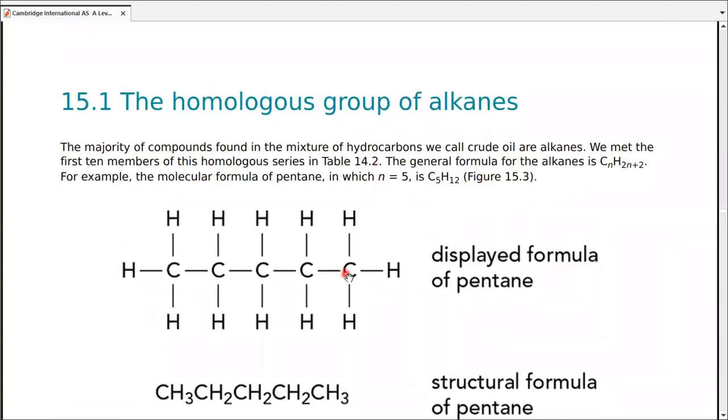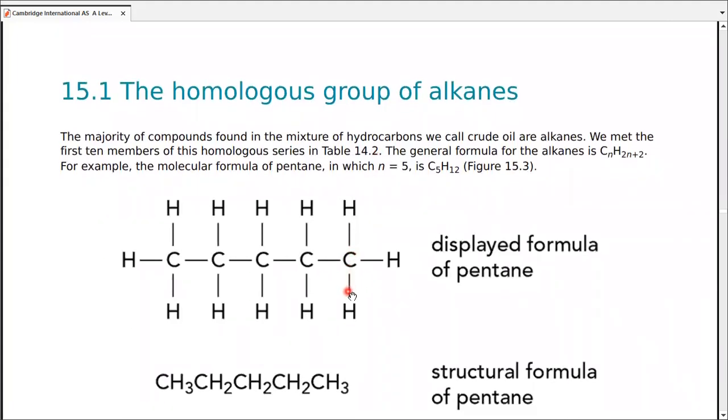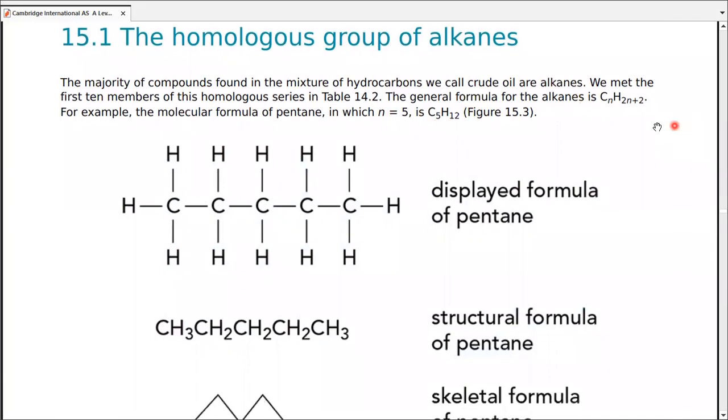Moving on, the homologous group of alkanes. If we consider the homologous group of alkanes, and a couple of examples, to begin with, the general formula is CnH2n+2. If we consider n is equal to 5, we'll wind up with the formula C5H12, which is the formula for pentane, as given in the displayed formula.